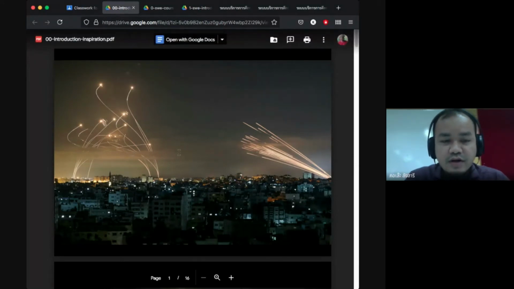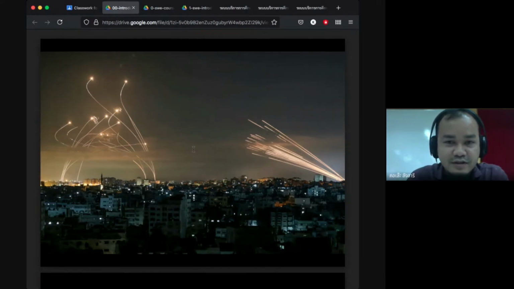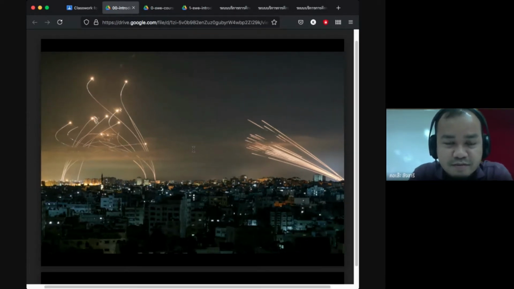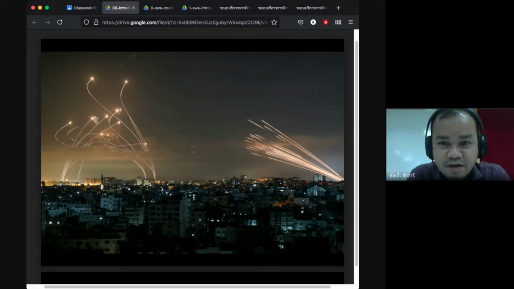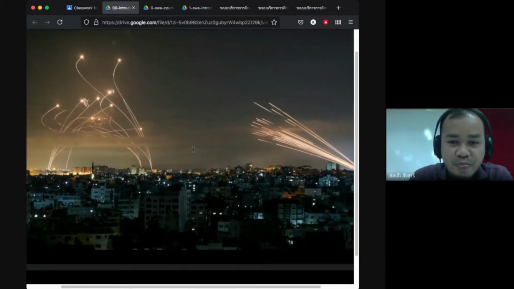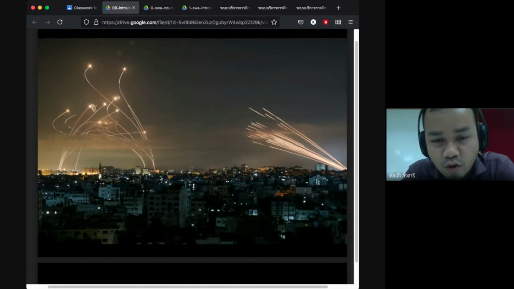You see here. Are you familiar with this figure or picture? This is the attack on this thing. Yes. This figure, what is it about? What is the figure about? War. Yes, about war.